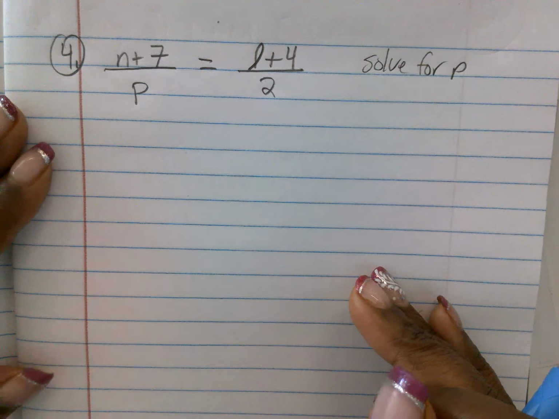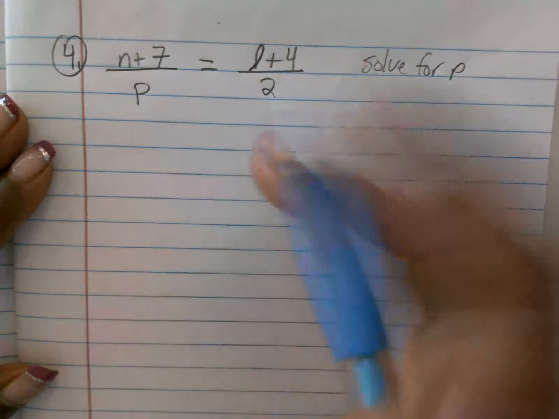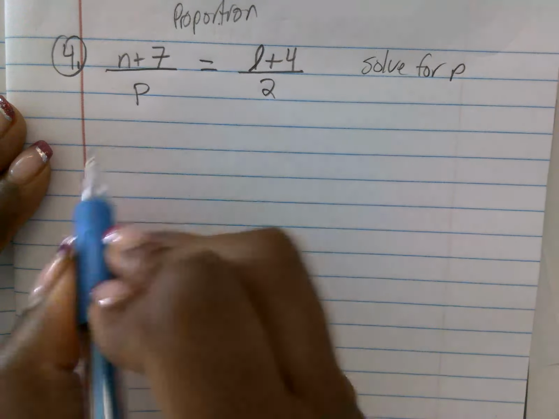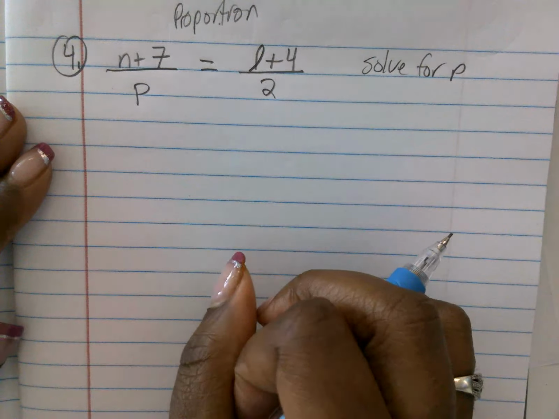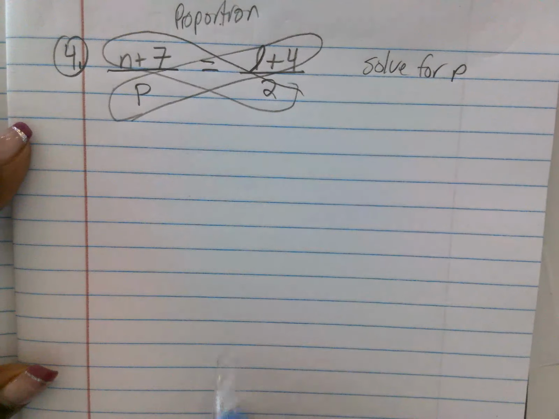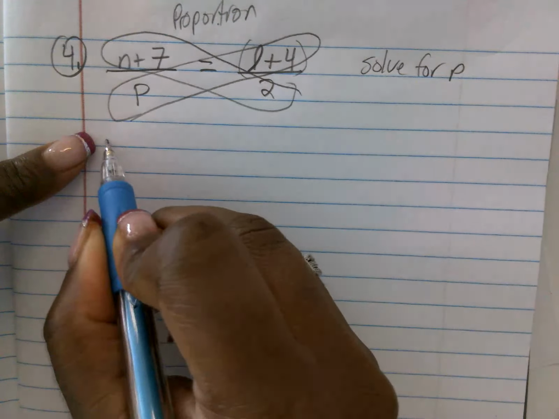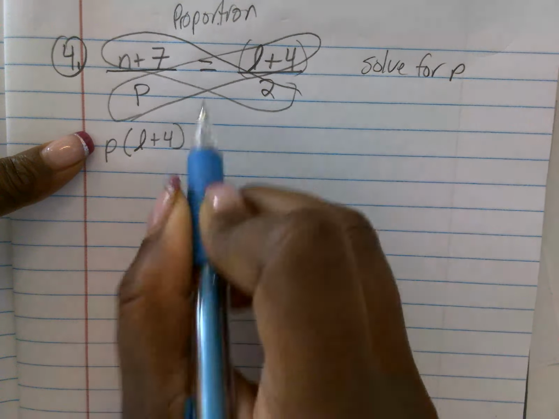Okay, we're solving for P. So Ms. Reyes, how do you do that? This is set up as what you call a proportion, because you have two ratios that are equal to each other, two fractions that are equal to each other. So when you solve a proportion, you cross multiply. So let's cross multiply. We're going to multiply P times this expression. So that gives me P times L plus 4. Bring down the equal.